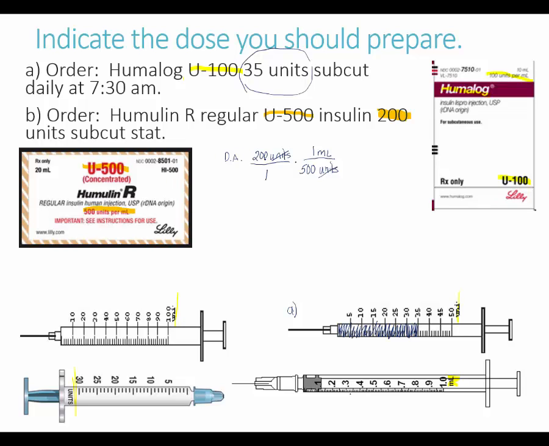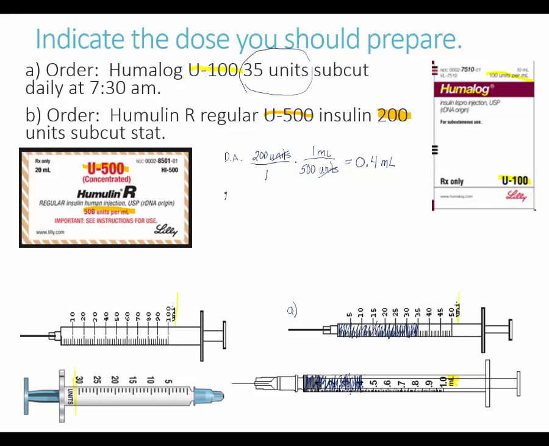To do the math, I take 200, divide by 500, and that gives me an answer of 0.4 milliliters. Because this answer is in milliliters, I will shade it on the milliliter syringe. So on this syringe, I see the 0.4, and the amount of insulin would fill this portion of the syringe. As I said, we could also solve this problem using the other methods.